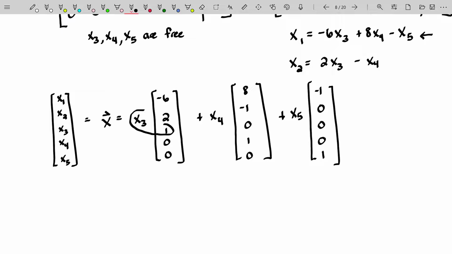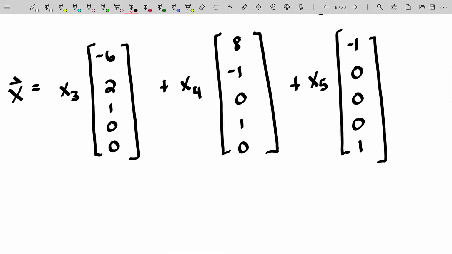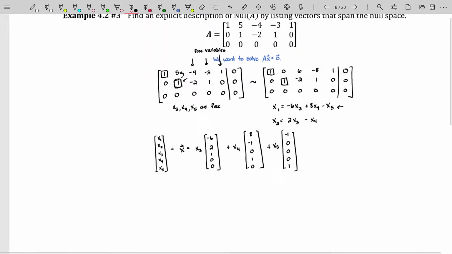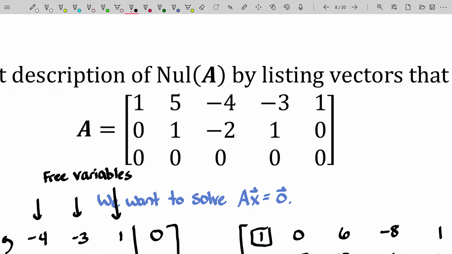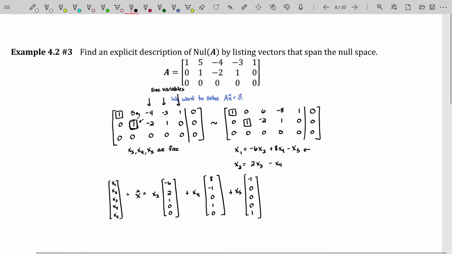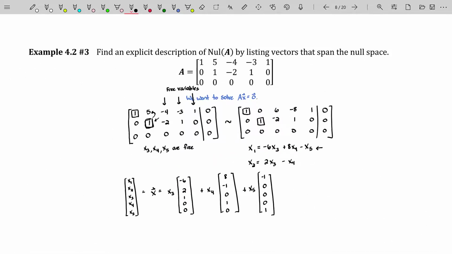If we have one of those x sub 3s, x sub 4 will have one of those, and x sub 5 will have one of those. These 3 vectors are very, very special. Notice if you look at our original matrix, there's no way that looking at it I would have said, oh, you know what builds the null space? The vectors negative 6, 2, 1, 0, 0, 8, negative 1, 0, 1, 0, and negative 1, 0, 0, 0, 1. So again, finding those very special vectors that build our null space requires a little bit of work.